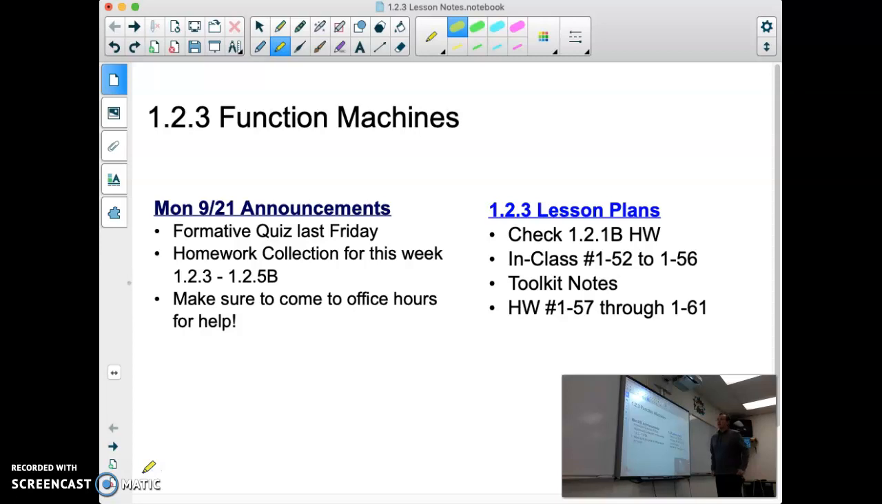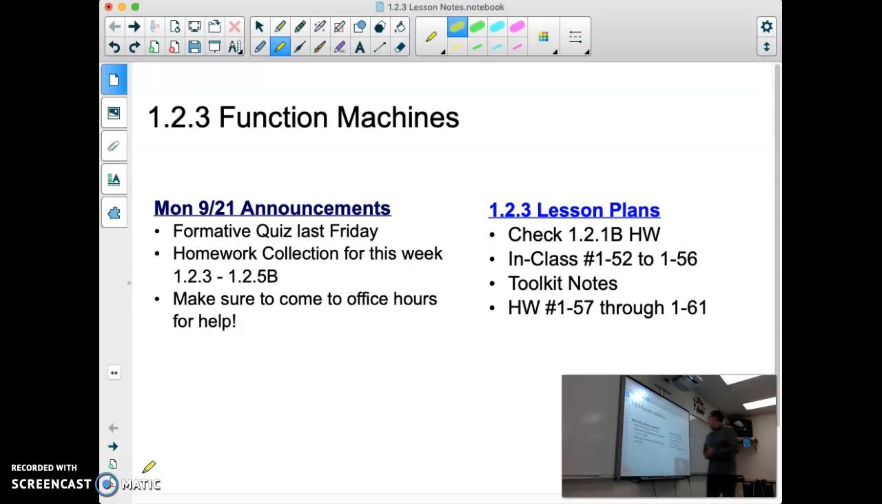A couple of reminders. Last Friday we had a formative quiz, so please make sure you go on to It's Learning and take that if you haven't had a chance to yet. Homework collection for this week is going to be today's lesson all the way through Thursday, so it's going to be 1.2.3 all the way through 1.2.5 Part B. And again, please come into office hours if you guys are struggling with any of the stuff we're doing in class.